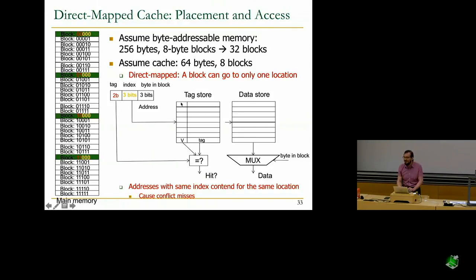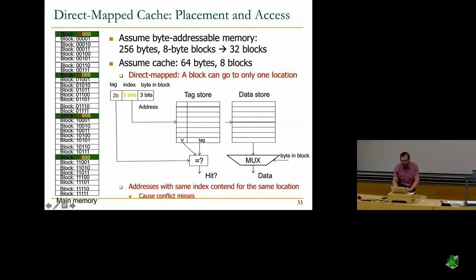Because the cache can house only a smaller number of blocks, some blocks map to the same location over here because they have the same index bits. So if you're accessing block 0 and then block 8, and then again back block 0, block 8, block 0, block 8, what is happening is they both need to be stored in index 0 of the tag store and index 0 of the data store. But you cannot store two blocks over there.